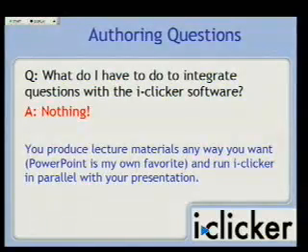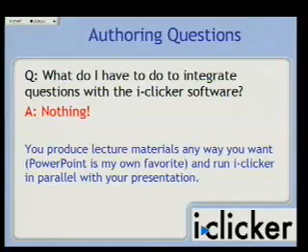A question that often comes up at this point is, how do I put my questions into this? If I want to ask a question, how do I author these questions in there? And the answer is, you don't do anything. And this is another thing where, just as faculty, you kind of know, you don't have any extra time to learn a new presentation software system or something like that.